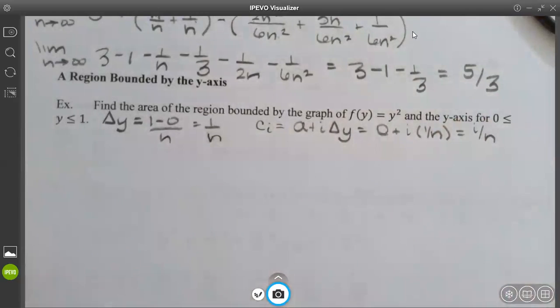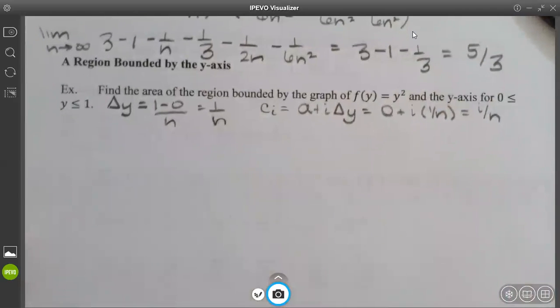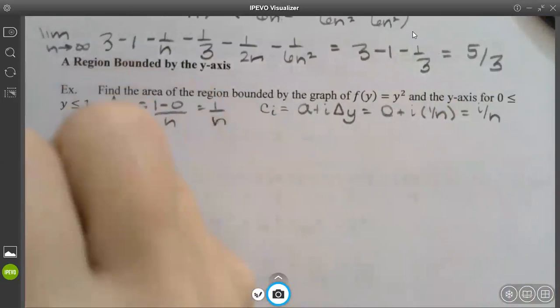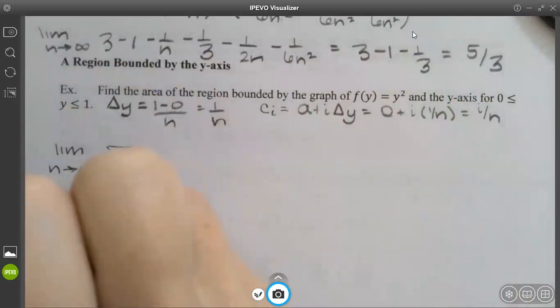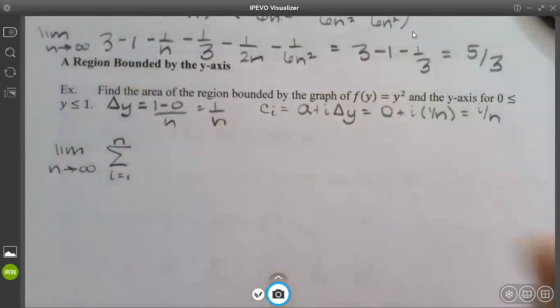Which reduces to? Is this going to be a massive one, or is it going to be a pretty easy one? Pretty easy. Your function's pretty easy. It's only one term, and then your CI is only one term, so it makes it a lot easier. All right, so now the limit as N approaches infinity of the summation from 1 to N of what? What is that?